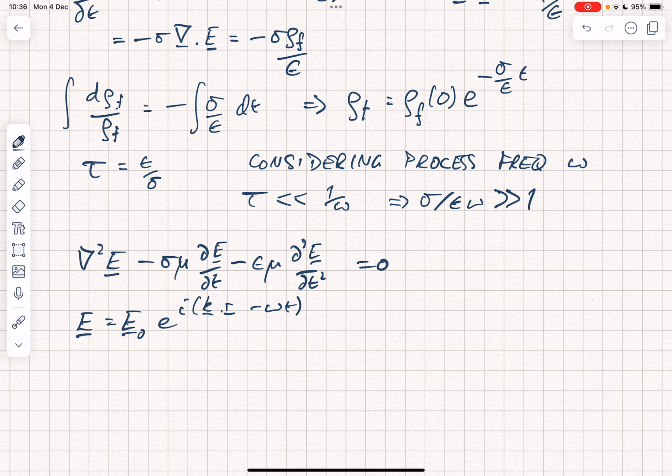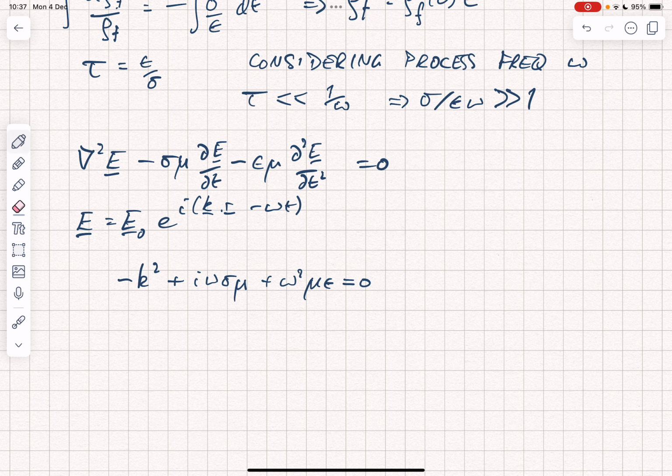dE by dt gives us a minus i omega, but then there's a minus sign here, so we have plus, and then d2E by dt squared gives us an omega squared. Of course the minus minus gives us 1, but then there's an i squared which cancels with that minus sign and gives us that final plus omega squared mu epsilon.